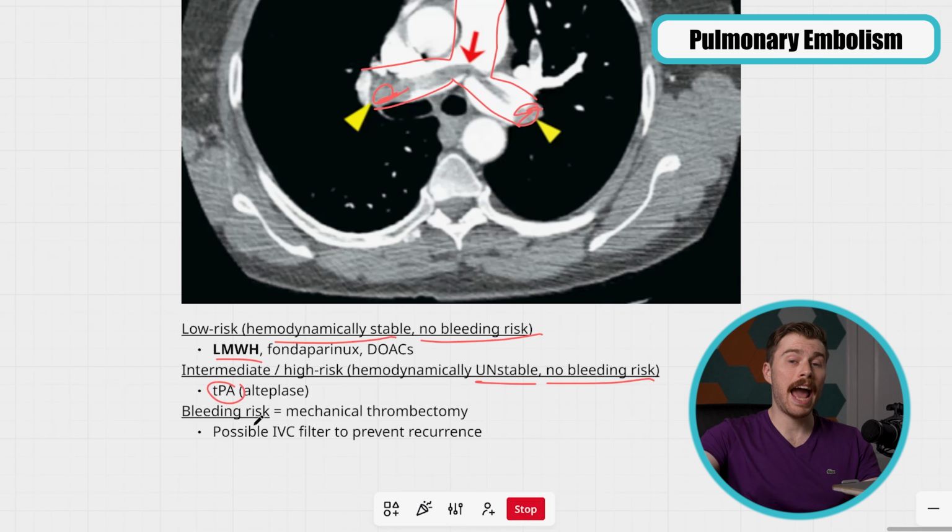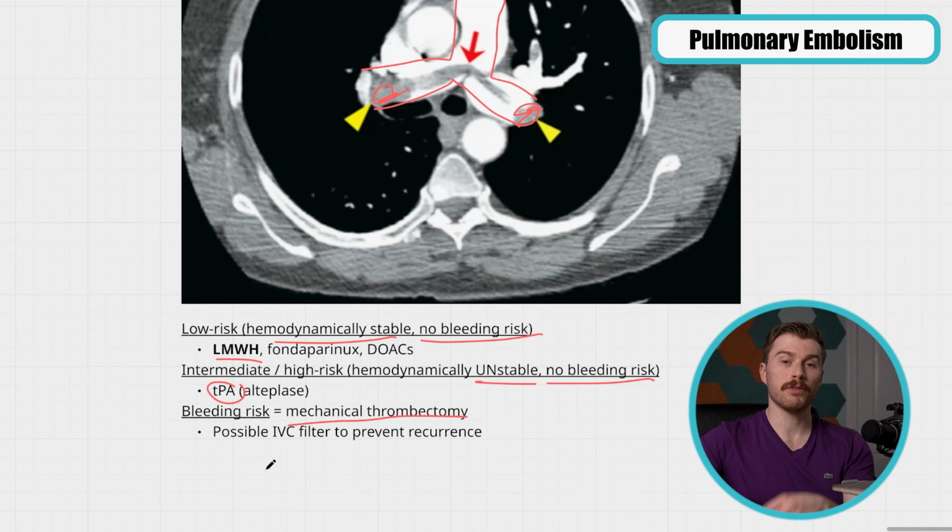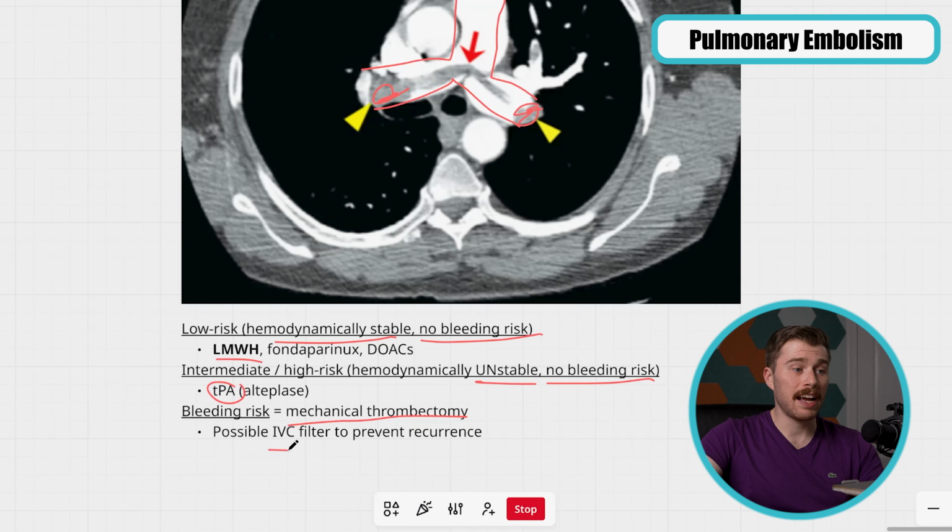If the patient has bleeding risk, then you might want to consider mechanical thrombectomy, especially if they're hemodynamically unstable. You want to avoid hemorrhagic strokes in people with bleeding risks. For example, if they're already on something like warfarin and anticoagulant, you don't want to give them more in most cases. You can also consider an IVC filter to prevent recurrence, but that won't help with the current case. That's an inferior vena cava filter.